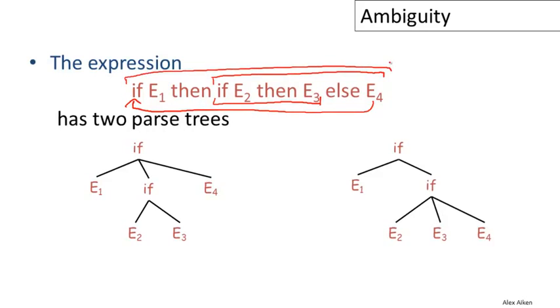And what we want, in every programming language I know of, is the second form. We want elses to associate to the closest matching if-then, not one that's further away. We can write a grammar to express the desired association.